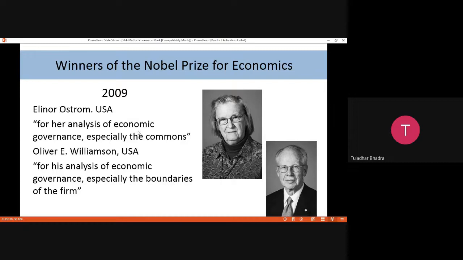Here, he has added the boundaries of the field, though it's also economic governance. Now, this lady, Eleanor Ostrom, is the first woman to obtain a Nobel Prize in economics, and I met her some years before she became a Nobel laureate. But I couldn't find that photo. She's from USA, and I visited her university there.